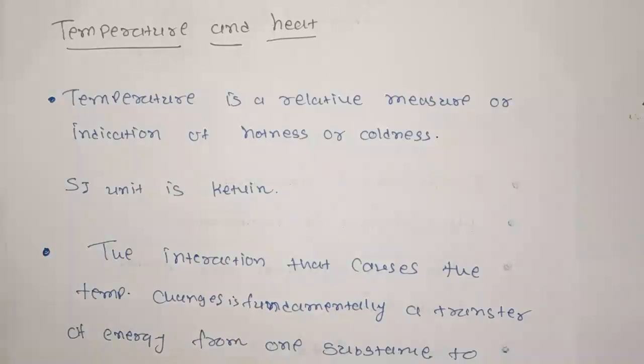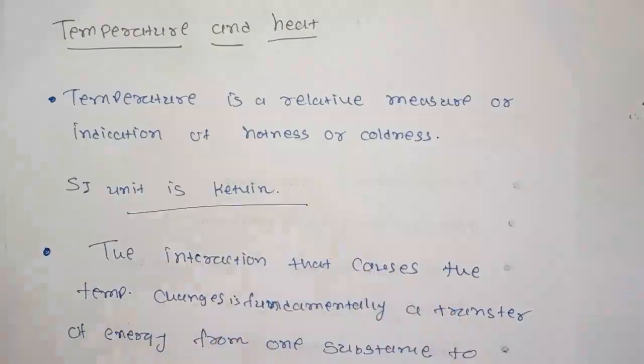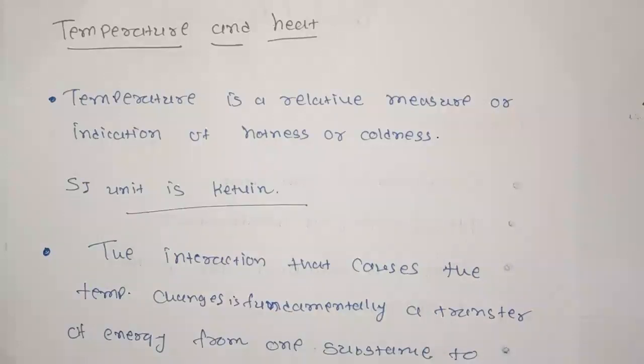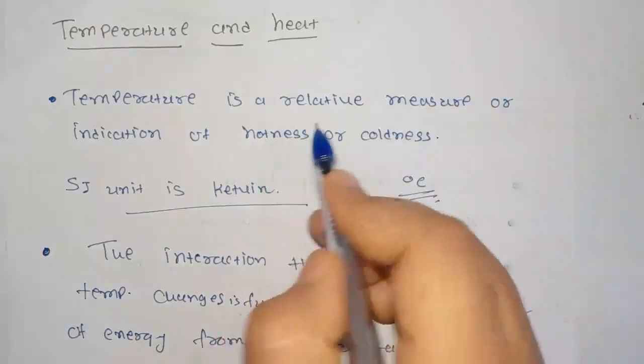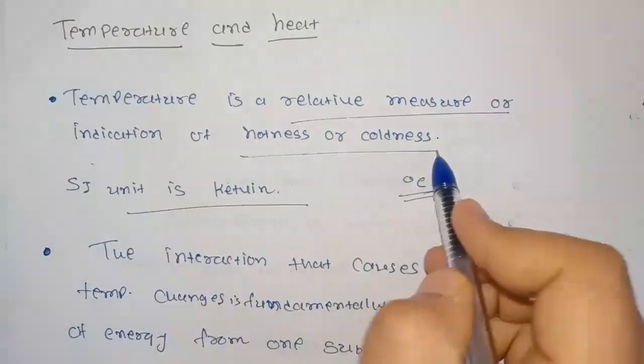First, let us understand about temperature and heat. Temperature is the relative measure or indication of hotness or coldness. A hot cooker is said to have high temperature and an ice cube is said to have lower temperature. An object at high temperature is said to be hotter than the one at the lower temperature. The SI unit of temperature is Kelvin, but the most used unit is degree Celsius. So basically it is the relative measure of hotness or coldness.